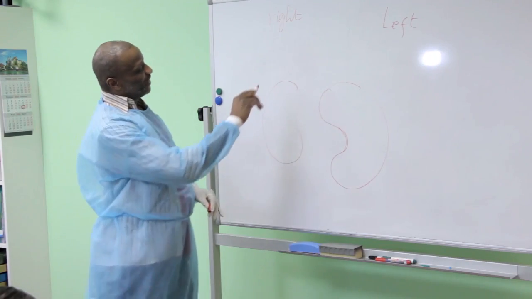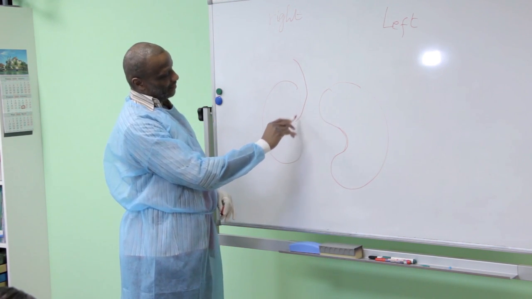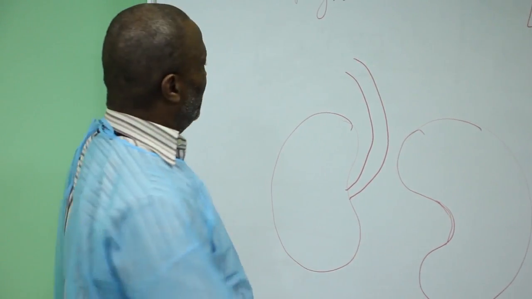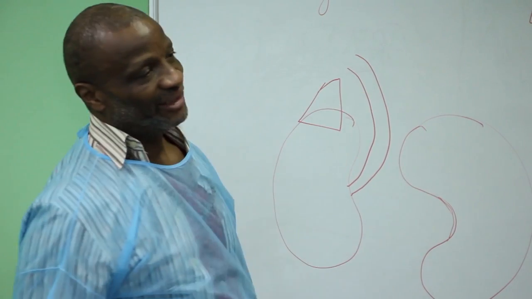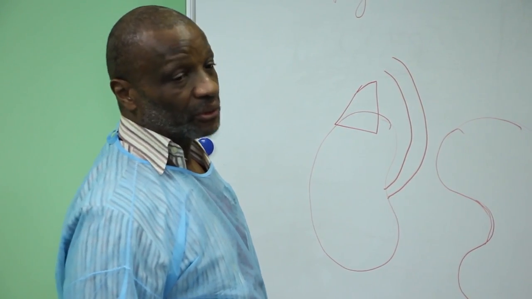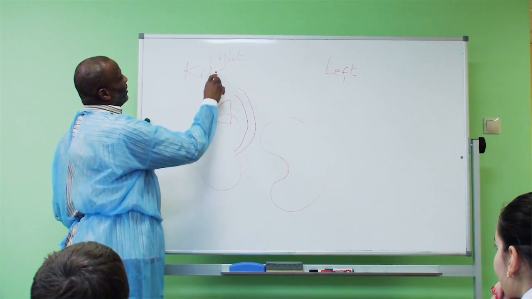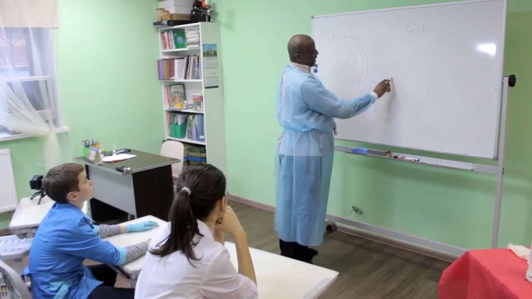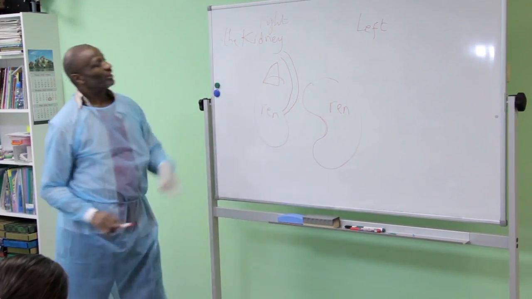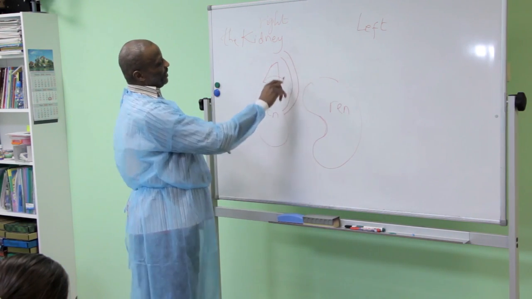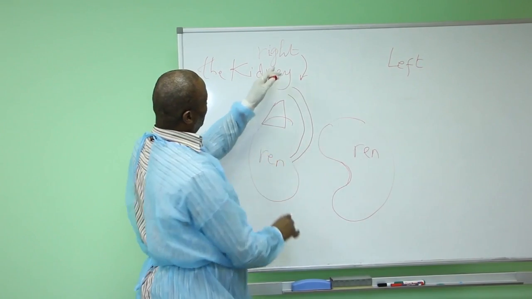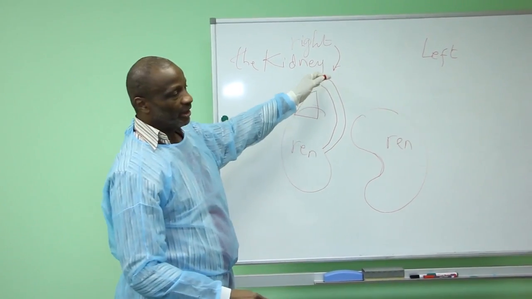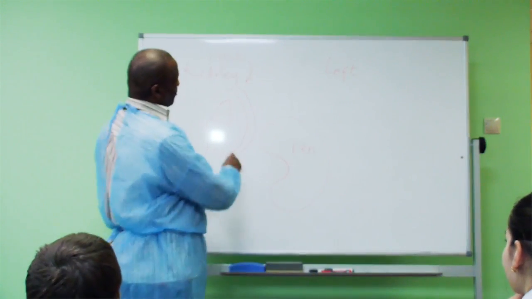Now in the kidneys, we have certain things like this. These are called arteries, renal arteries. The kidney is also called ren, R-E-N, and from here we have the word renal. So we have the right renal vessels, arteries and veins. Arteries bring blood down to the kidneys, and then veins take blood away from the kidneys.